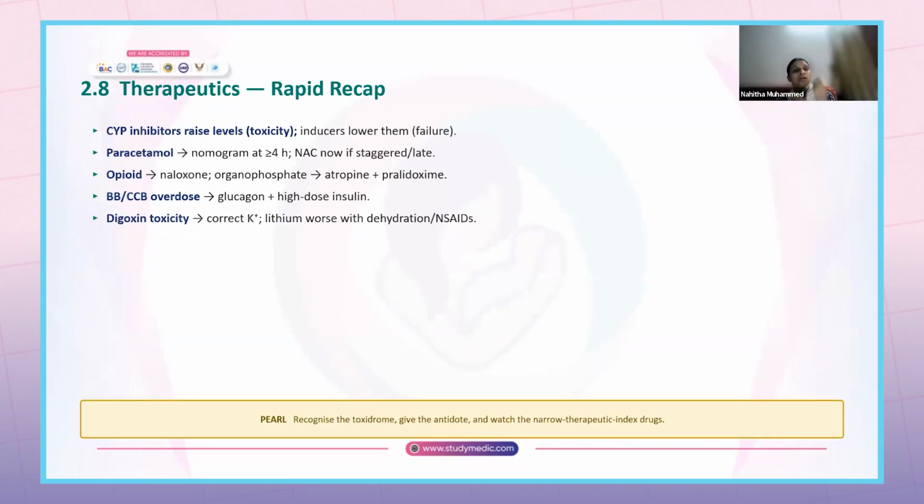So cytochrome P450 inhibitors raise the level. Paracetamol: if the patient has taken it, we can give NAC. Opioid, naloxone. Organophosphate, atropine plus pralidoxime. Then beta blockers, glucagon. Digoxin toxicity, correct potassium. Lithium will be worse.